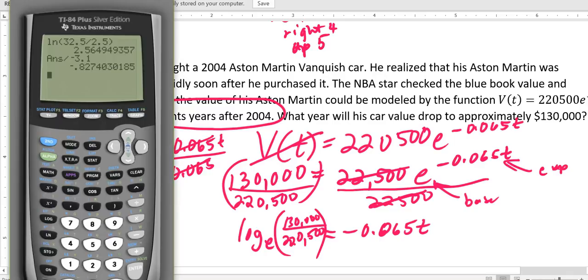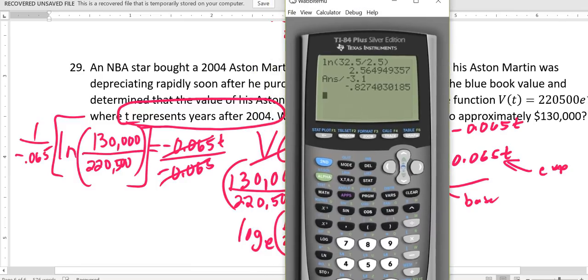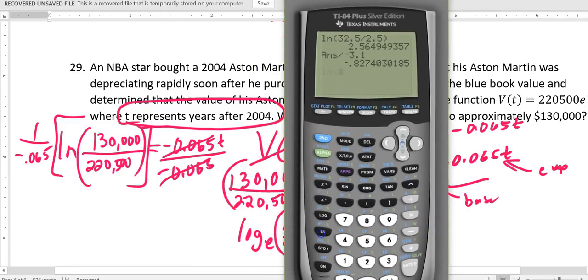Okay, let's use my calculator and see what we get. So I say natural log 130,000 divided by 220,500. Enter. And then I'm going to divide that by negative 0.065. And I get 8.128.